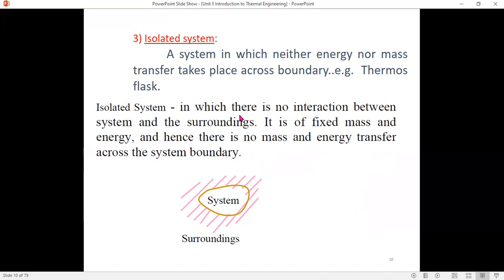In an isolated system there is no interaction between the system and surroundings. This is the system, this is the boundary, and this is the surroundings. It is of fixed mass and energy, and hence there is no mass and energy transfer across the system boundary. Since we have given the example of the thermoflask, it is easily understandable that in a thermoflask, generally neither energy nor mass transfer takes place. Such a system is called an isolated system.